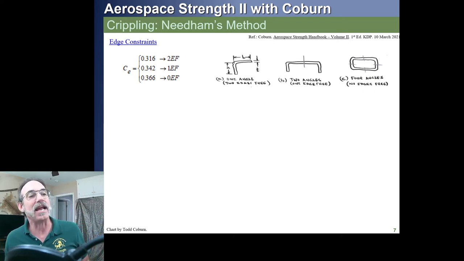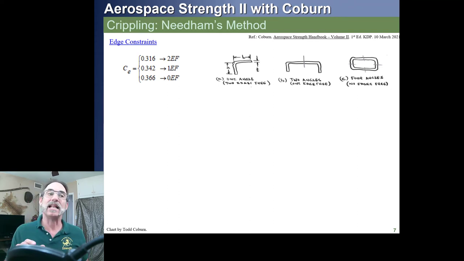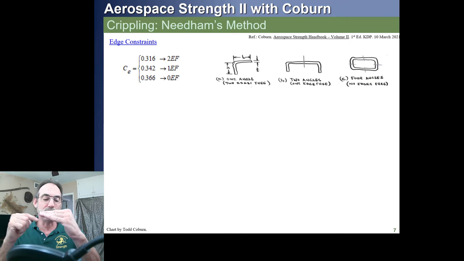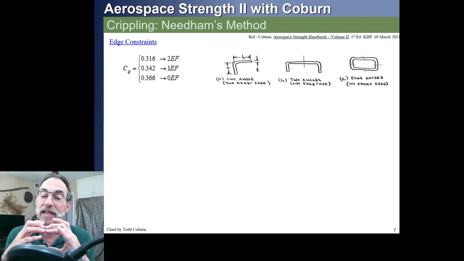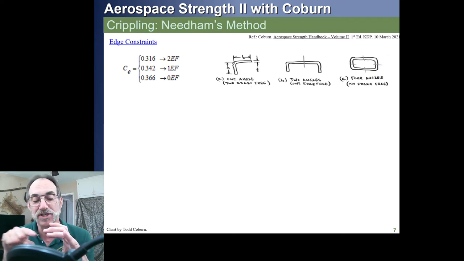If we had a C channel like we see in B, then we're going to analyze two angles, and each of those has one free edge and one non-free edge, or one fixed edge. So we'll call it one edge free, because this edge is free and this edge actually is continuous. And this one also is one edge free, because one edge is free and one edge is continuous. If we have the square channel, we're going to break it up into four angles. We've got to cut it four times to break it into four angles, and each of those has no edges free, because both legs of each angle are continuous. It's not a free edge. So that would be no edge free.